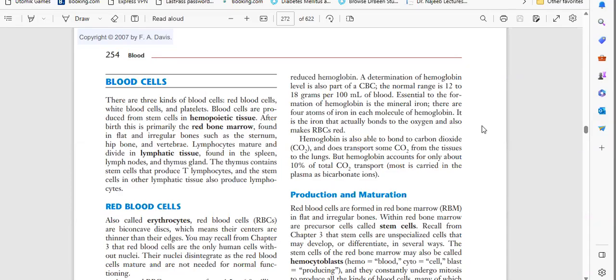So yesterday we talked about plasma and the introduction of blood. Today we will talk about blood cells. So basically, what does blood contain? Yesterday we talked that blood contains plasma and blood cells. In the plasma we have very different substances we talked about yesterday.